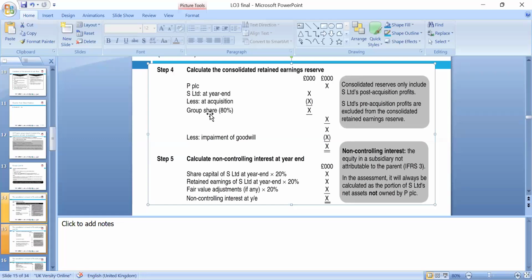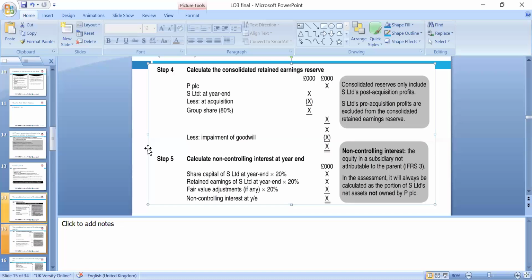We don't need to include intra-company trading or impairment. Those are the losses which we need to adjust, less impairment of the goodwill. Then it comes to our total consolidated group, how much retained earnings we have. For non-controlling interest at the year end, calculate the share capital of S, being the subsidiary, retained earnings of S, fair value adjustment of S, and non-controlling interest at the year end.